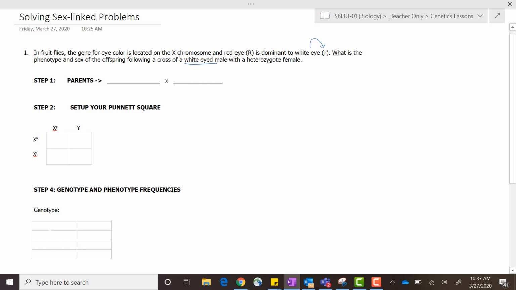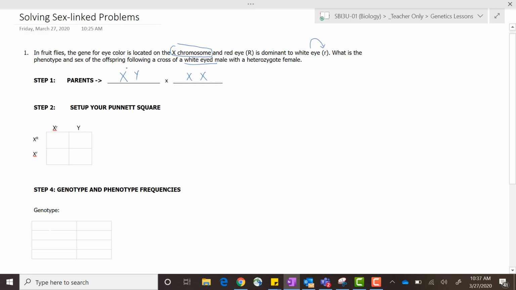So when we set up the genotypes of these parents, the very first thing you want to do is write in the sex chromosomes of the male and the female. So males are XY, females are XX. And then we can start to look at what these alleles are going to be for each parent. So we're only worried about the X chromosome. You won't see anything written on the Y because this trait's not carried on the Y chromosome.